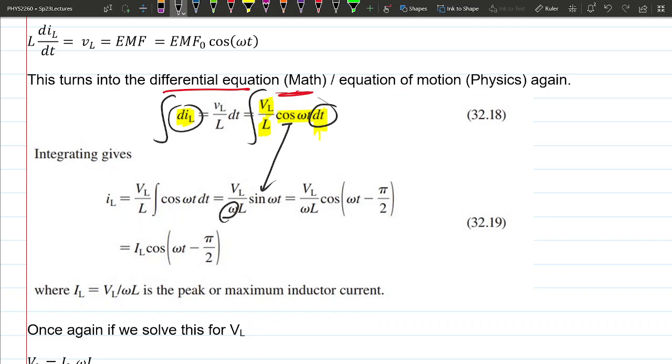It's the same, it's just doing the inverse action, the inverse function of it, okay? So that's why this omega comes out in the denominator. Just the same trick as we did before when we dealt with capacitors.